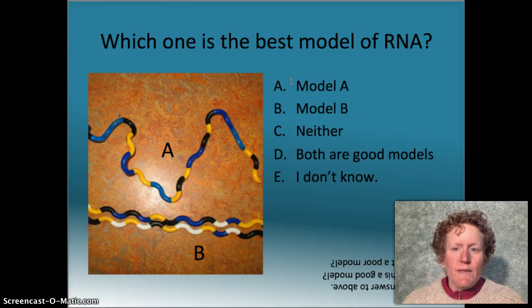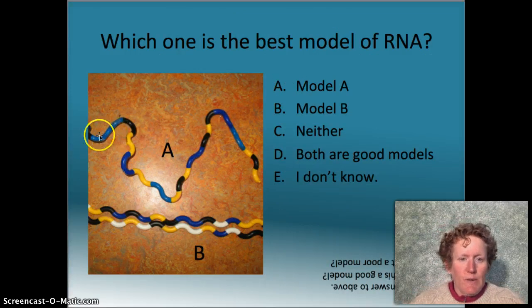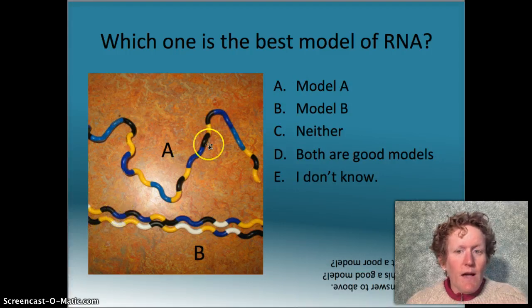So, which one is the best model of RNA? Look at this picture. One has a single strand and one has a double strand. If you remember correctly, RNA has a single strand, so model A is the best answer here.